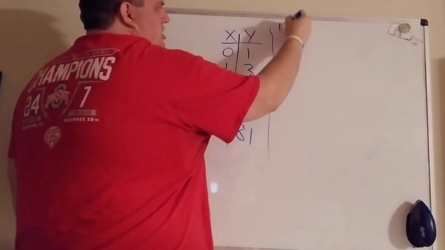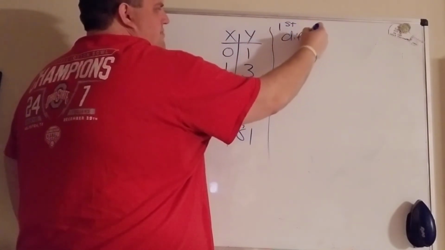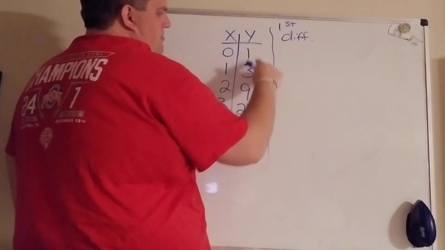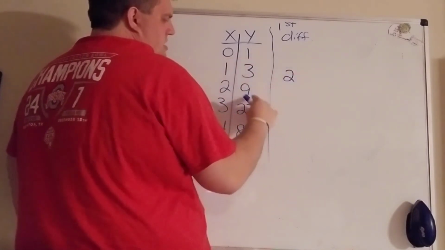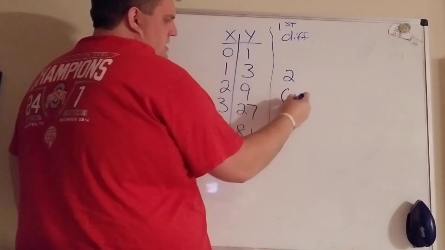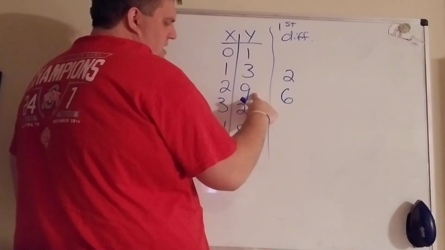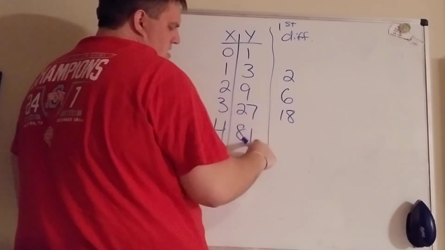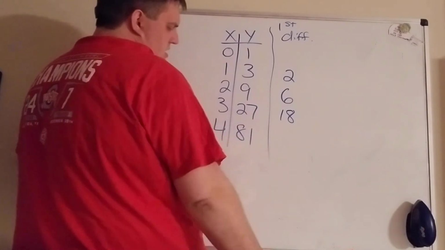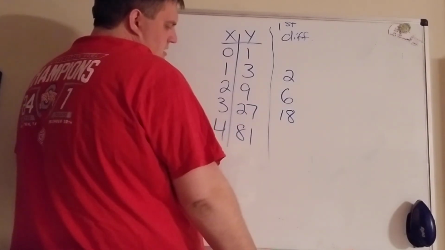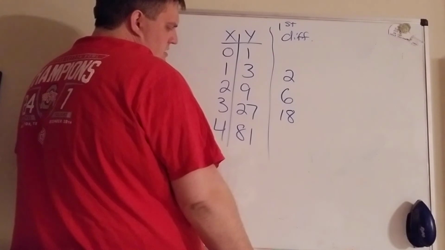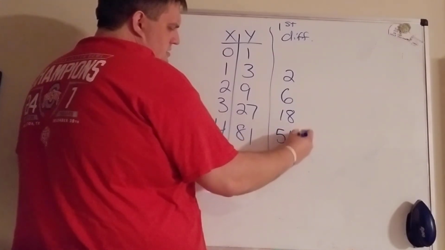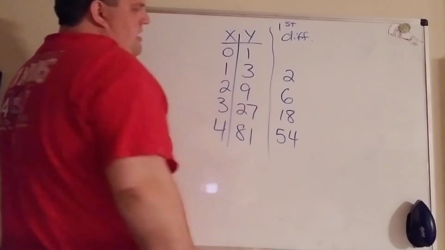So let's say I'm not sure. I'm going to do my first difference. And 3 minus 1 is 2. 9 minus 3 is 6. 27 minus 9 is 18. And 81 minus 27, let's see, that would be 54. Yeah, we're good.